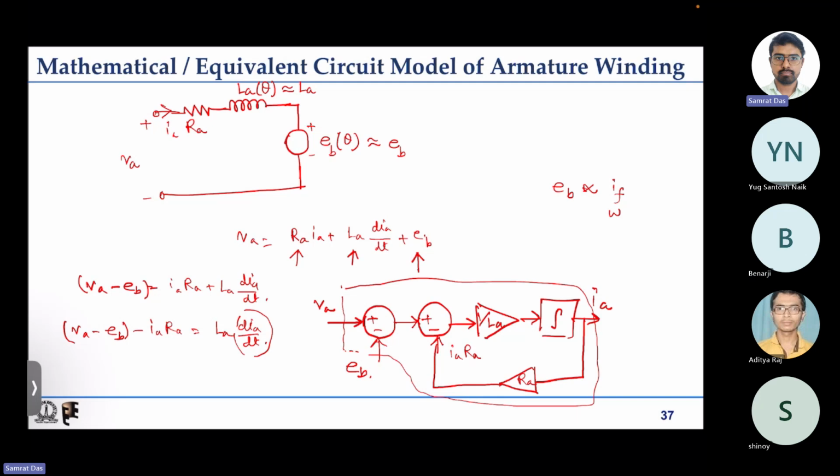So this is the mathematical and equivalent circuit model of the armature winding, and this is how we can solve it. If we have the input and if we have the back EMF known, then we can solve for the armature current.